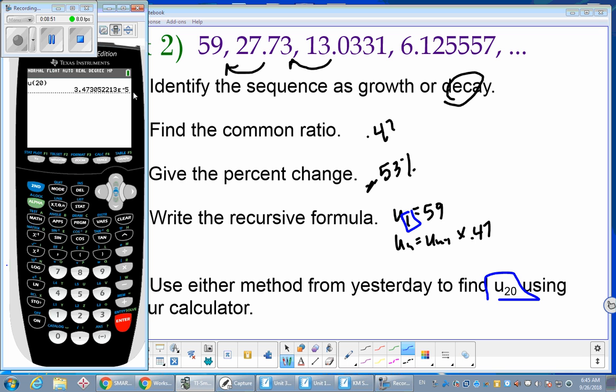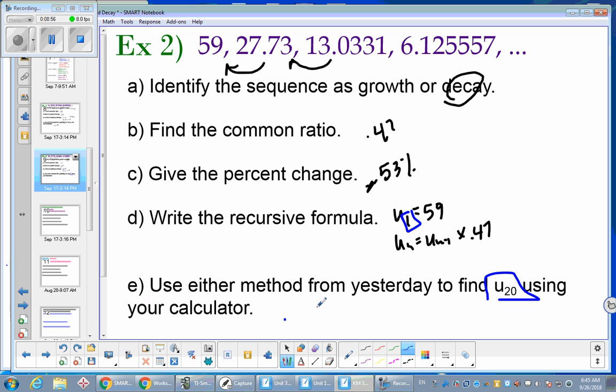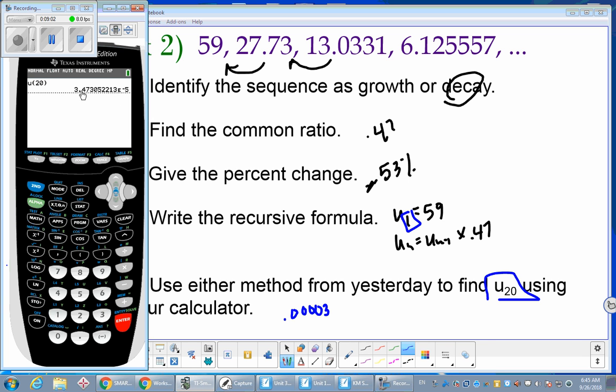So 3.47 e to the negative 5 just means it's a really small number. It just means you have to move it over. So there's going to be 4 zeros in front. So 0.0003. Okay, you have to move the decimal place over 5 times.